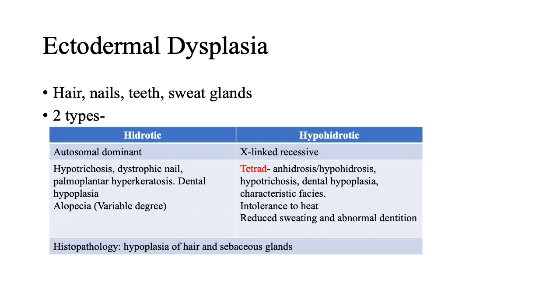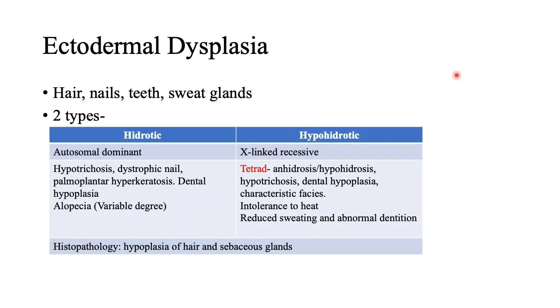Abnormalities of hair, nails, teeth, and sweat glands are seen in ectodermal dysplasia. There are two types of ectodermal dysplasia. First one is hydrotic variant. This is an autosomal dominant condition. Hypotrichosis, dystrophic nail, palmoplantar hyperkeratosis, and dental hypoplasia-like features are seen in this condition. Variable degree of alopecia may be seen. The second variant is hypohidrotic, which is the X-linked recessive variant.